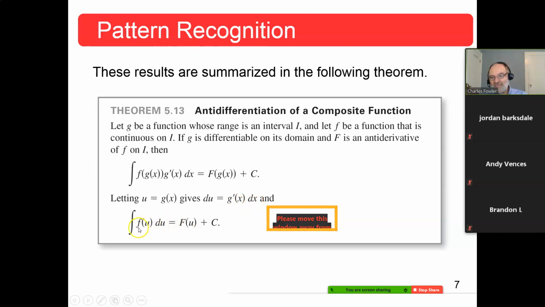Now what you have is the integral of f of u du. And that integral is obviously the antiderivative of f, which is capital F evaluated at u. But u was g of x. And then, of course, it's an indefinite integral, so you add plus c.